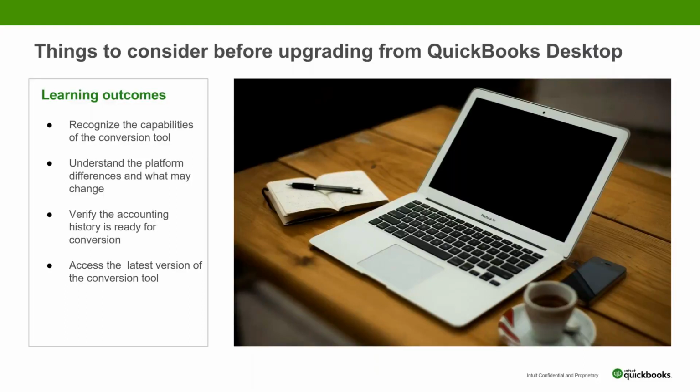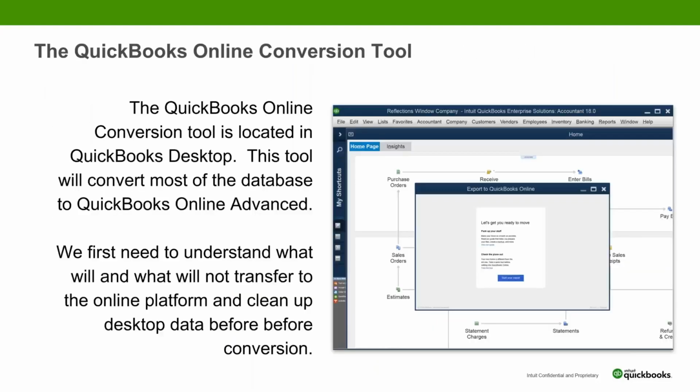Sometimes our clients have been using QuickBooks for a decade, and they've been doing all kinds of things with classes and their chart of accounts. Do you really want all of that moved over? So we need to look at the accounting history as it exists in Desktop. And then, how do we get to the conversion tool? We need the latest version of it, because if you have an older version of the conversion tool, it may not talk to the newer QuickBooks Online. So I'll show you how to get to all of that.